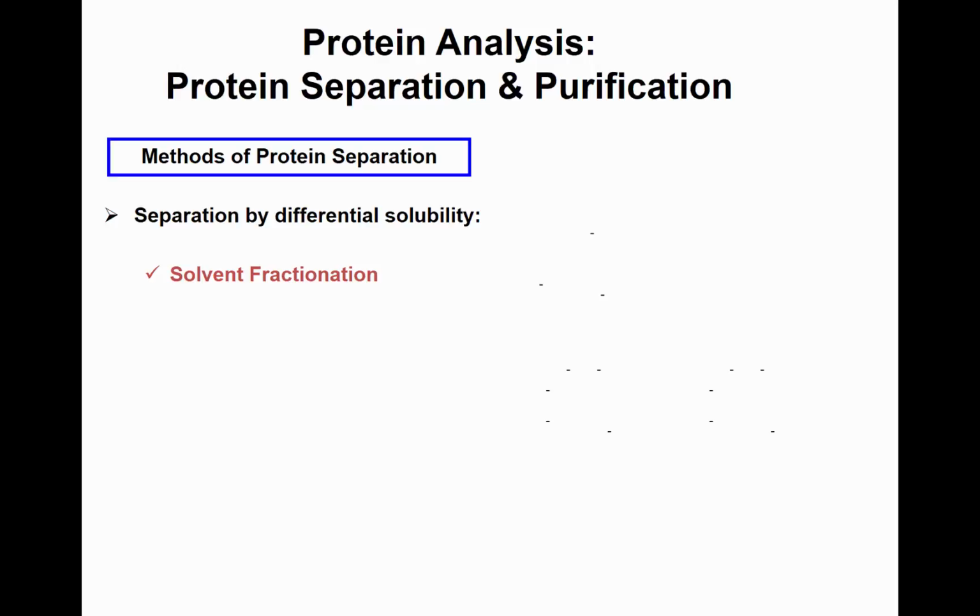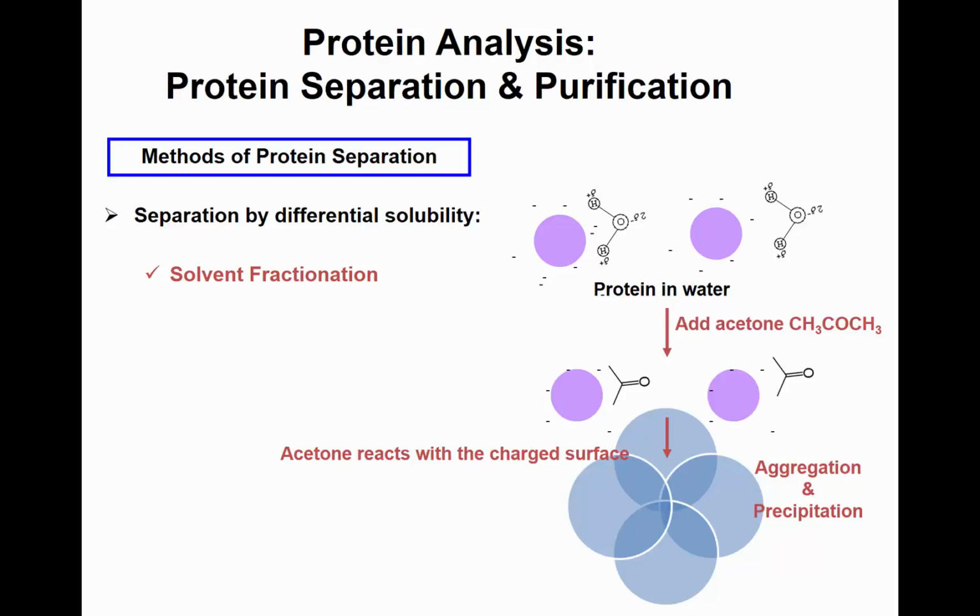Solvent fractionation. Oftentimes, you can precipitate protein by adding acetone, for example. In this case, your protein again is interacting with water. You add acetone. Acetone is going to replace water molecules so that your protein is no longer interacting with water, and therefore it is going to precipitate out of solution.